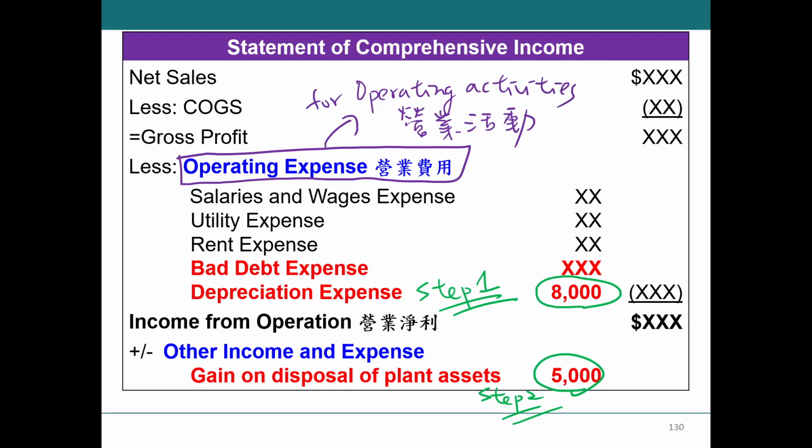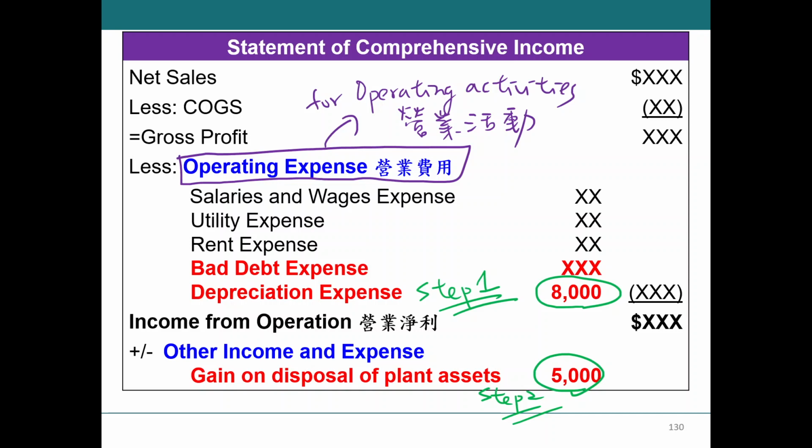Why is that? We use our PP to produce our products in order to sell the products to customers. So that's our operating activities, in order to earn the revenues from customers. But when you sell your PPE, you have a gain or loss. Selling my PPE is not our operating activity. Our operating activity is selling our products.